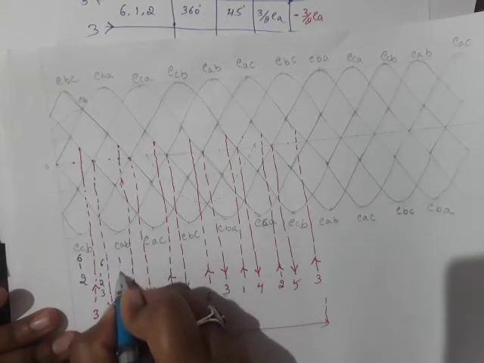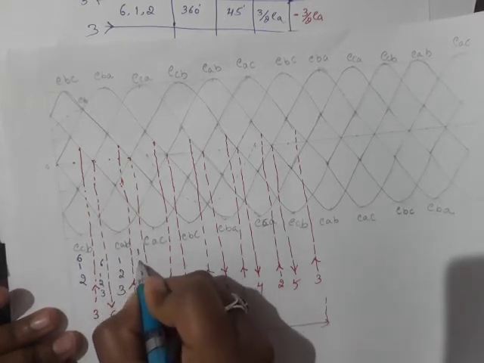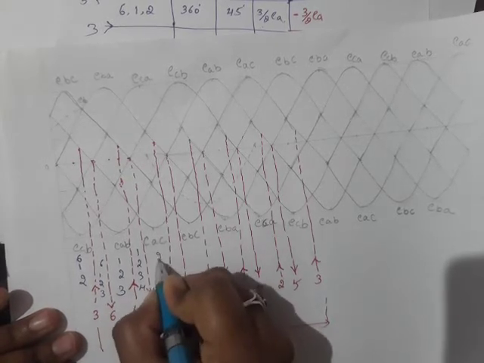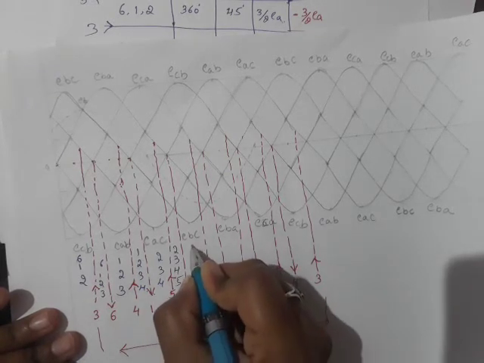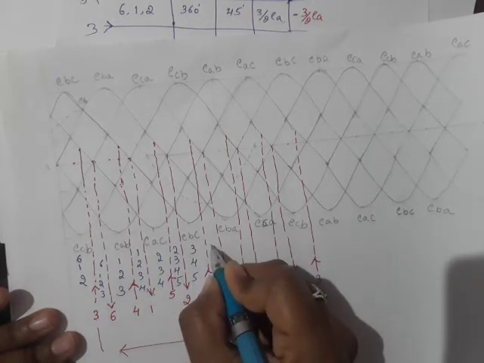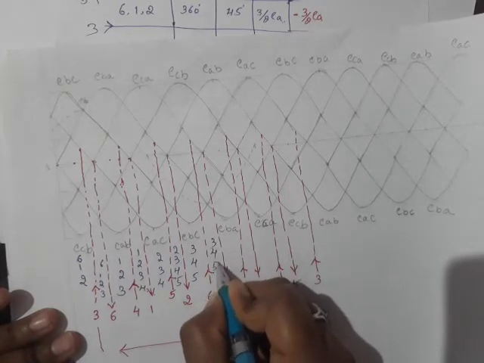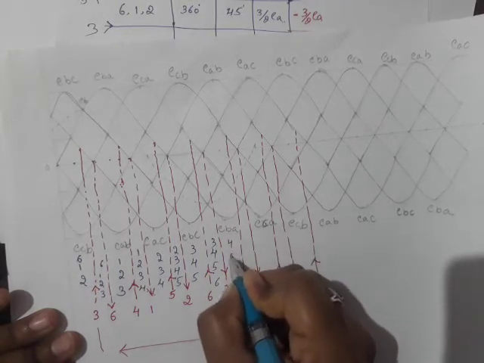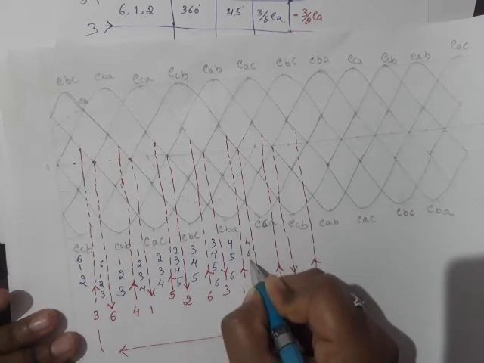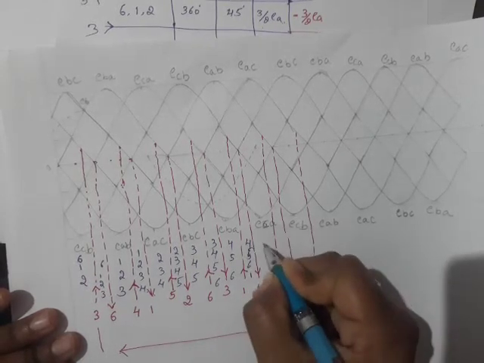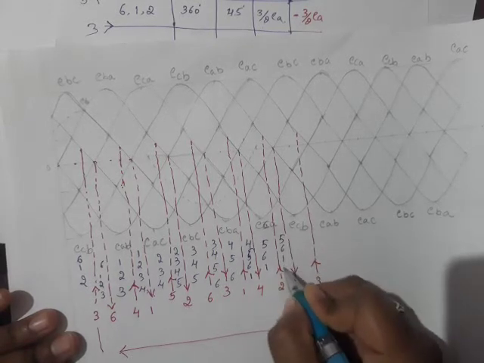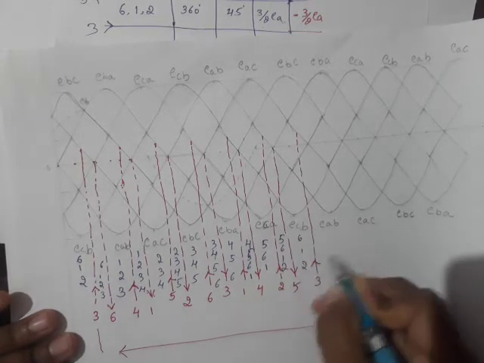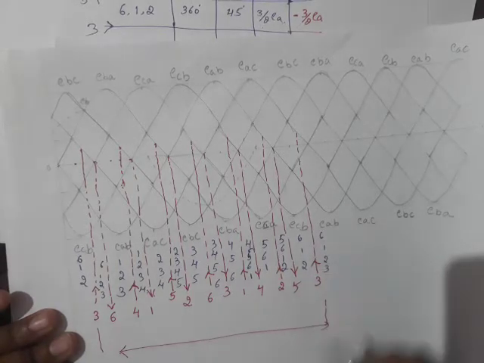Then 6 goes out of conduction: 1, 2, 3. 1, 2, 3, 4. 2, 3, 4. 2, 3, 4, 5. 3, 4, 5. 3, 4, 5, 6. 4, 5, 6. 4, 5, 6, 1. 5, 6, 1. 5, 6, 1, 2. 6, 1, 2. 6, 1, 2, 3. Fine. We'll write the voltage now.